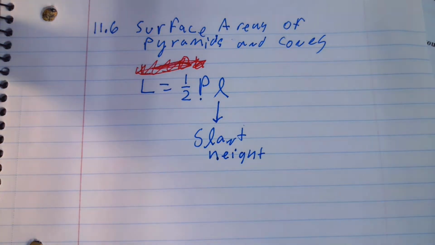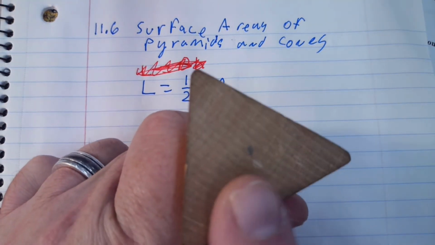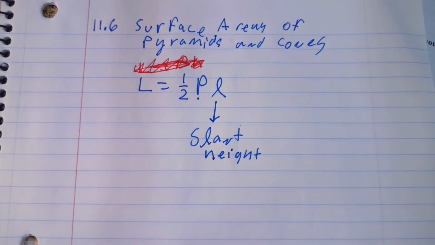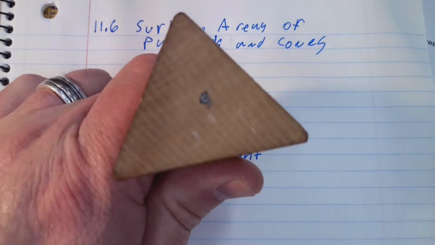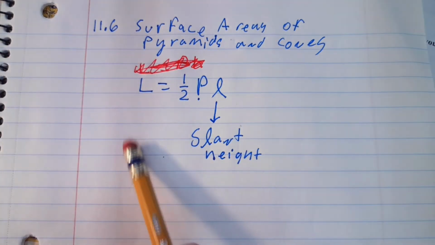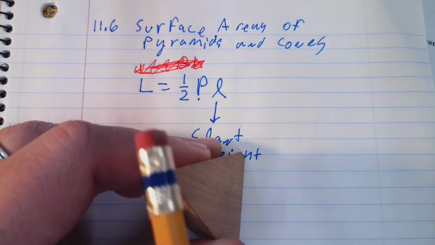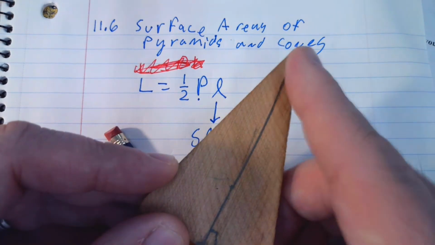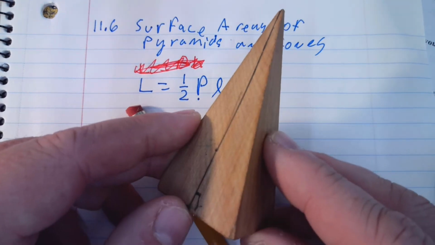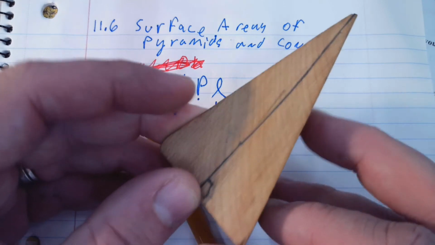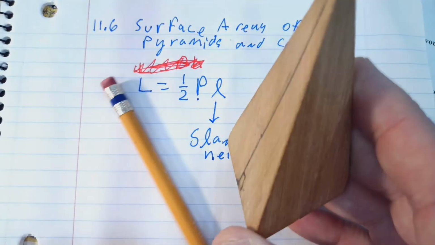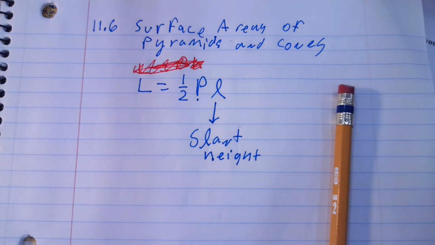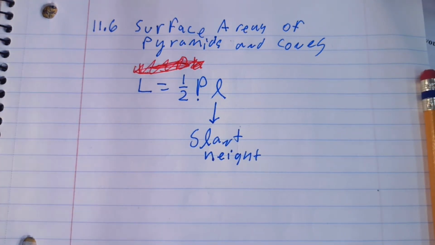Regular height starts at the base, at the middle of the base, and extends all the way up to the tip. Slant height is on the side. So the height of this triangle is the slant height. It doesn't start at the middle, it starts at the edge. So it is the side of it, not straight down the middle. That's the only difference. And you'll see it in your book or in your worksheet how it works.